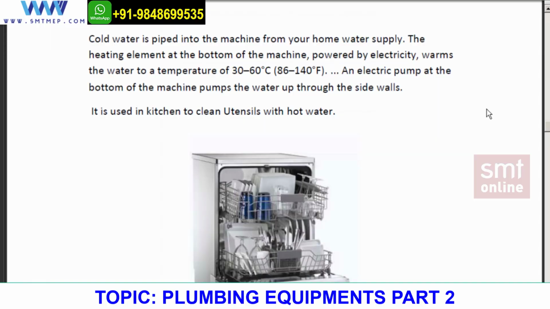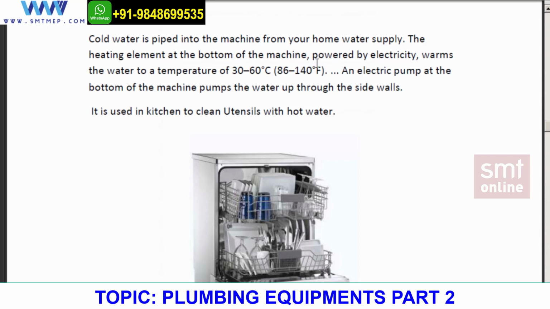Next, the dishwasher. Again, we have already discussed this, but as I said, there are some more things. Again, it's been shown over here because, as I said, it's an equipment. So that's why the details of this dishwasher have been given. So, cold water pipe for you.